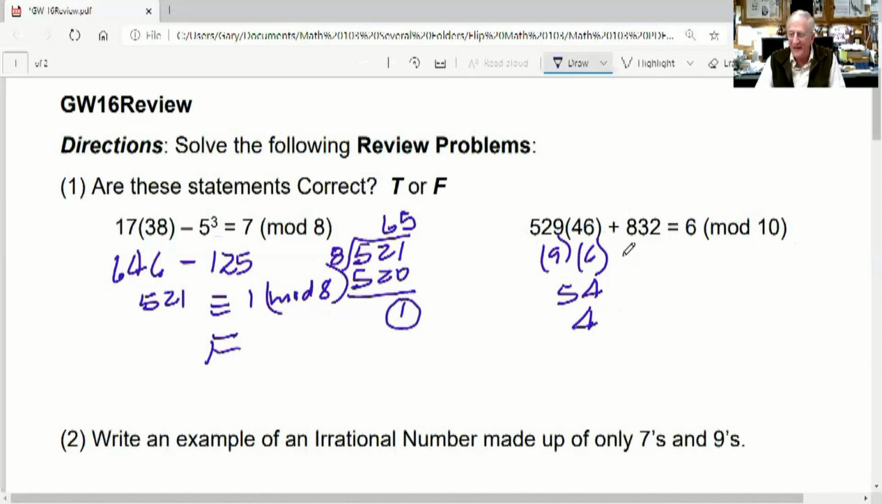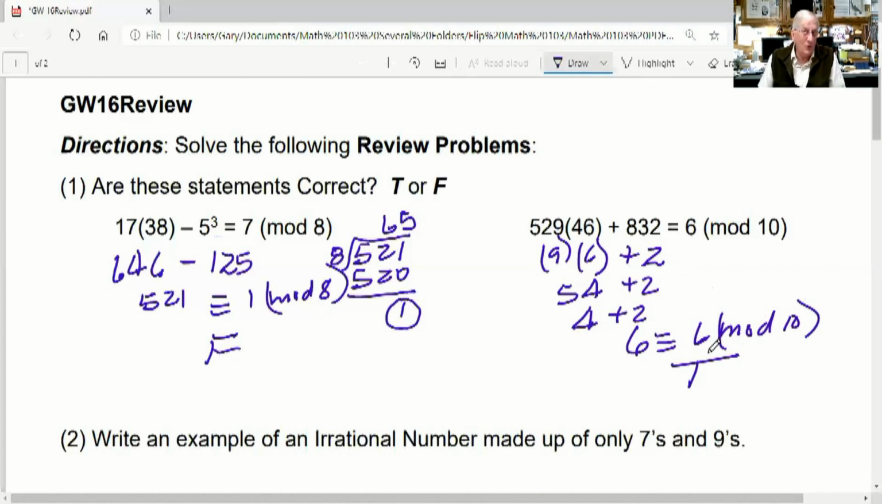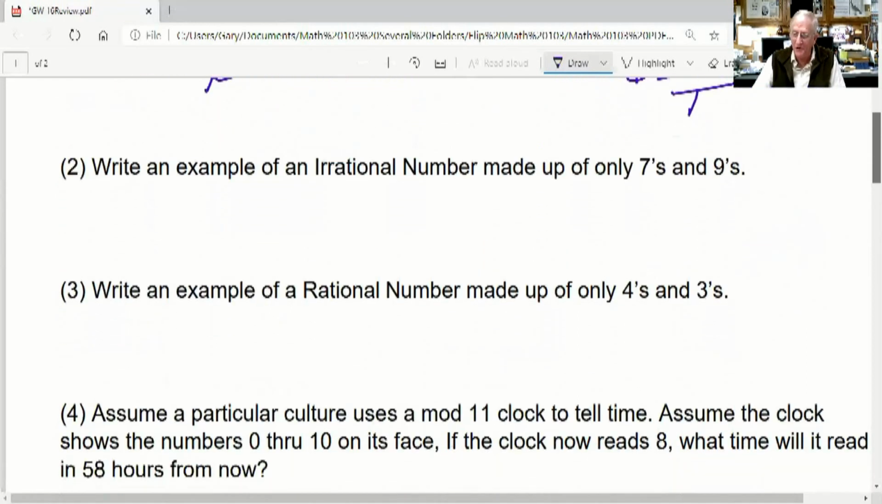I'm going to add to that 832. Well, 832 is just what? 2 mod 10, right? So this is plus 2, just plus 2 down here. So I get 6. And, of course, the answer is 6 mod 10 that I'm suggesting. So this statement is definitely true. Okay, any question on that? Hopefully not. All right, so if they're mod 10s, they're pretty simple, but life isn't always that simple, as we know. All right, let's go to the next question.